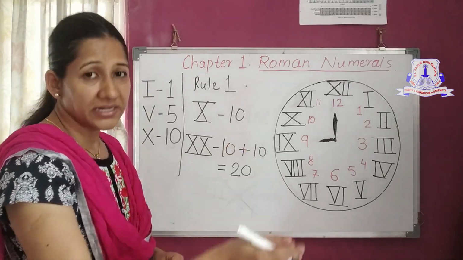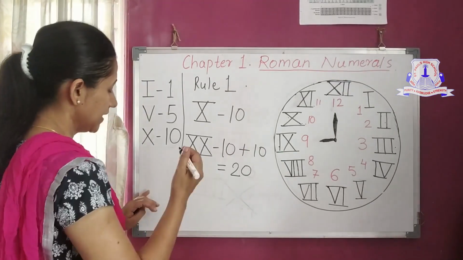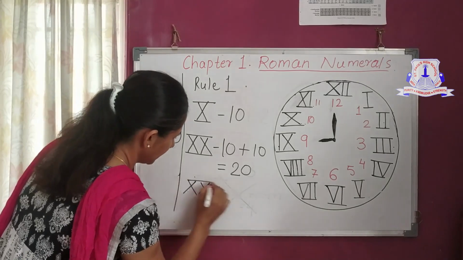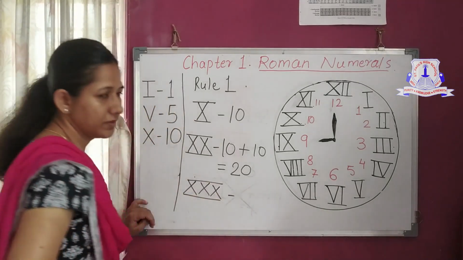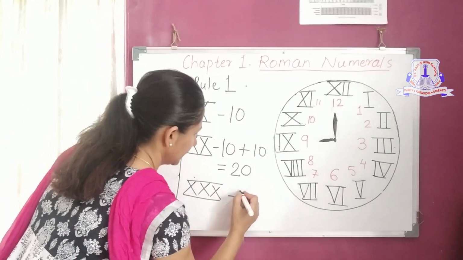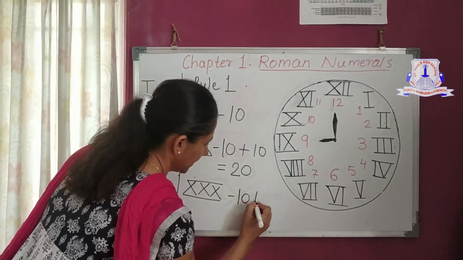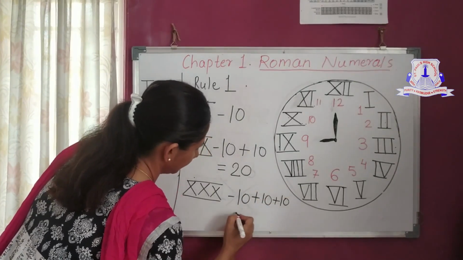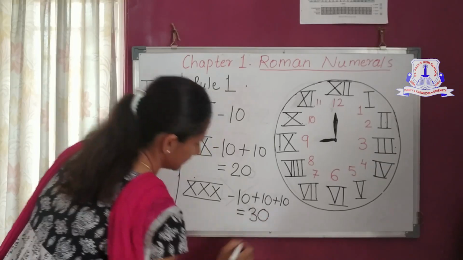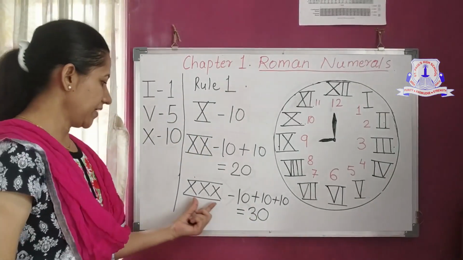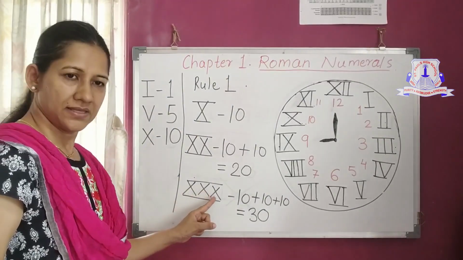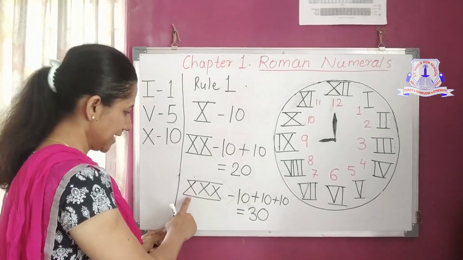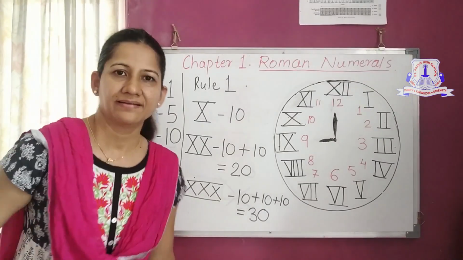Similarly, 2 or 3 times as it is mentioned. If I write this X 3 times, then which number will it become? Let's see. This will be 10 plus 10 plus 10, so this will become number 30. So number 30 will be represented by writing the X 3 times as I have written over here. We add 10 plus 10 plus 10 and so we get 30.